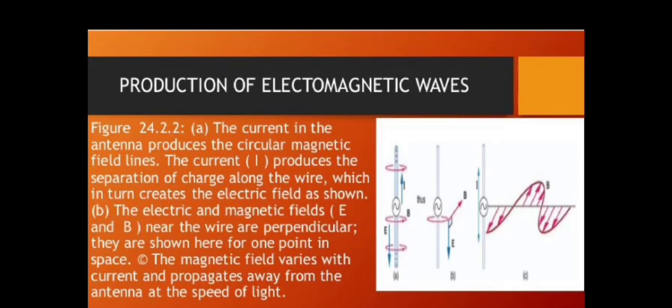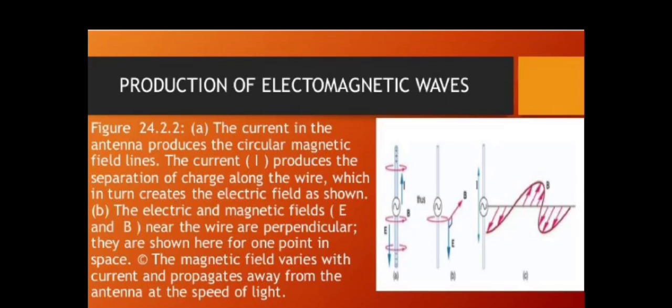It means that when there is a current flowing through an antenna, it generates a magnetic field with circular force around it. The direction of the magnetic field lines is determined by the direction of the current flowing through the antenna. The current flowing through the wire causes a separation of electric charge along the wire. This separation of charge creates an electric field around the wire. The electric field is perpendicular to the magnetic field.